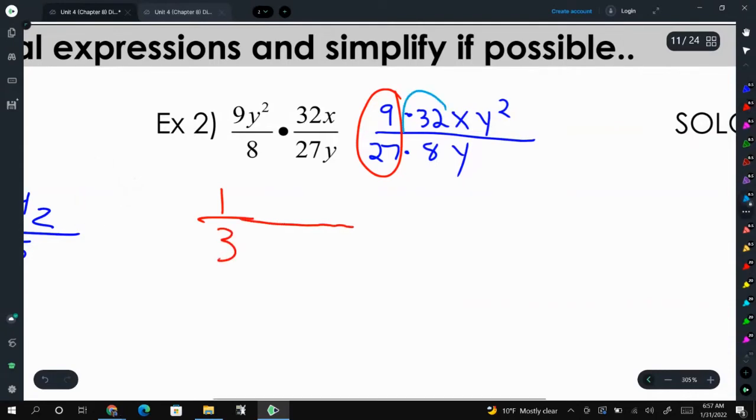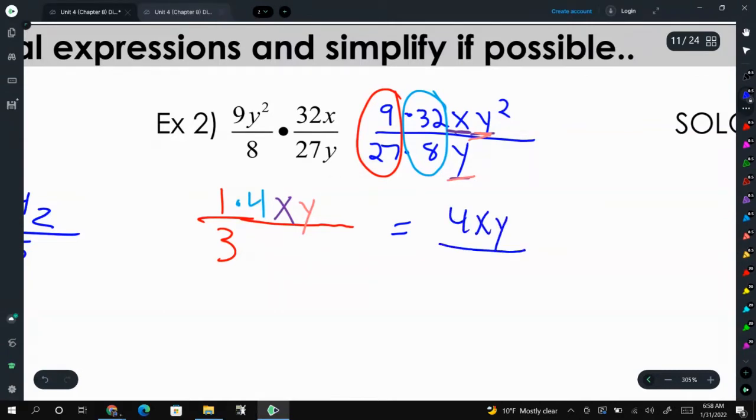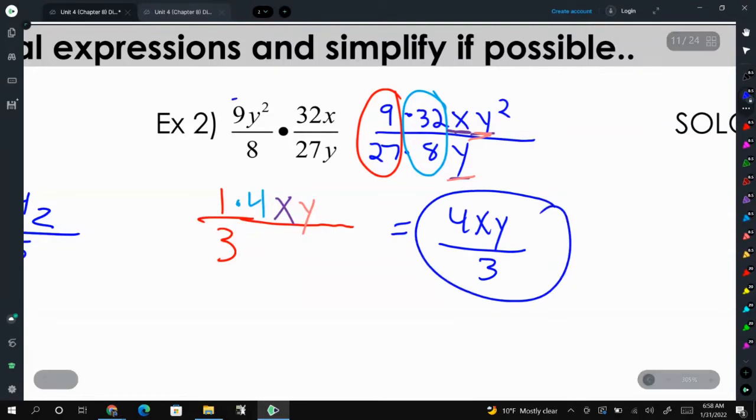And then 32 over 8, oh, that's 4 over 1, or just 4. And then worry about my variables. Y squared over y is going to be y. So then your answer, your simplified radical form, is going to be 1 times 4 is 4, so we have 4xy over 3. So we got it a little bit quicker, but you may not always think to rearrange this to line things up. Just know that you don't always have to do it that way.